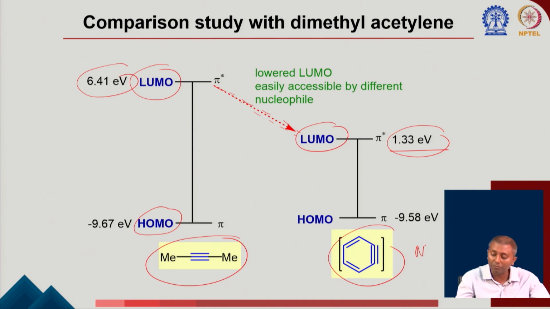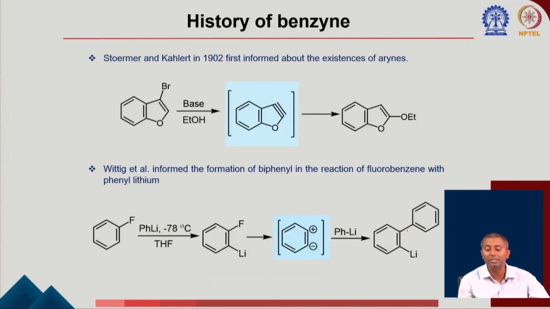So if the nucleophile has to approach towards benzyne to form this bond, it has to give electron density to the LUMO orbital. Because of the lowering of the LUMO, different types of nucleophile can now access it. I'm going to talk about different types of nucleophile and how they form bonds. But before that, I'm going to talk about how these things were discovered.